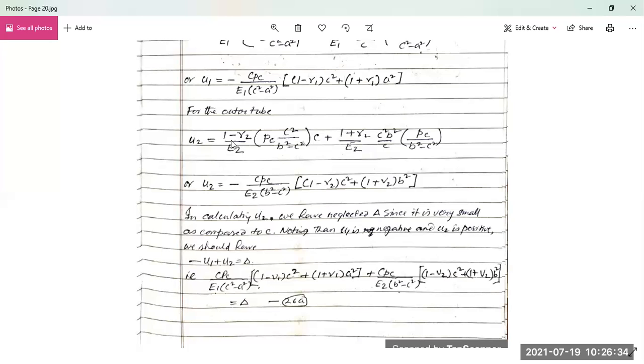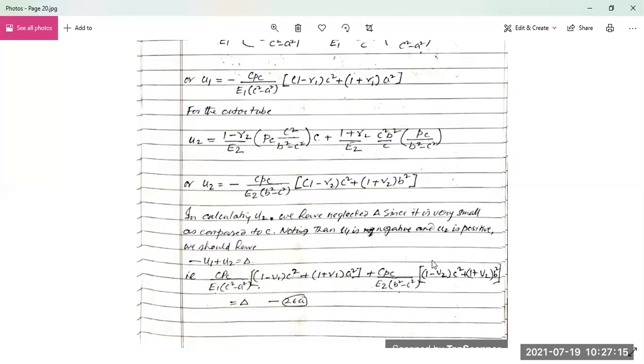What we are discussing is 1 minus gamma 2 by U1, U2, and we are getting PC here as a common item, PC into C into E2. You bring it here, C into PC into E2, and B square minus C square is common here, brought here. And here again 1 plus gamma 2 into C square, plus 1 plus V2 into B square. Same is the case like this. So C1, that is 1 plus gamma 2, not C1. Here is also 1 plus gamma 2.